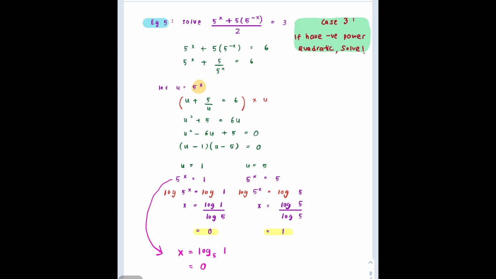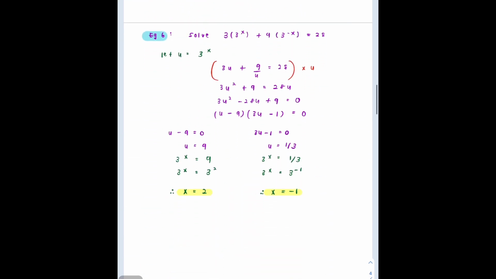Second part, 5 power of x equal to 5. If you add log both sides, you will have log 5 power x equal to log 5. So x brought to the front, log 5 over log 5, which is 1. Or another method, from this you can change straight away into the log form. So x is equal to log base 5, 5. So you know that if you have this form, your answer is equivalent to 1. Okay.